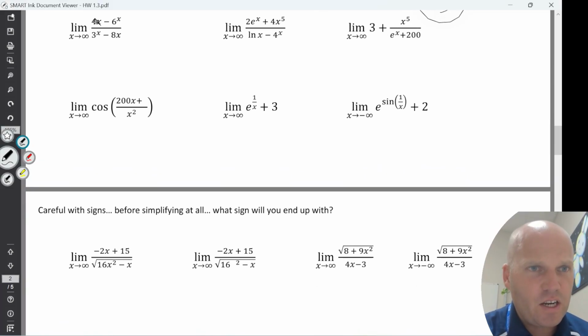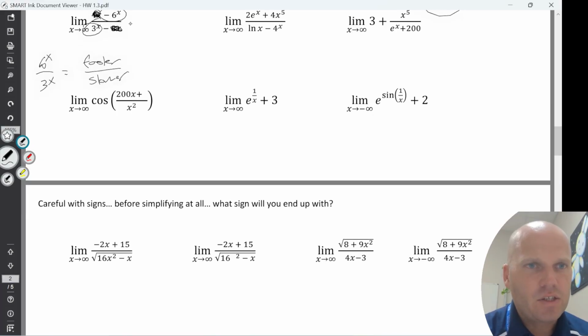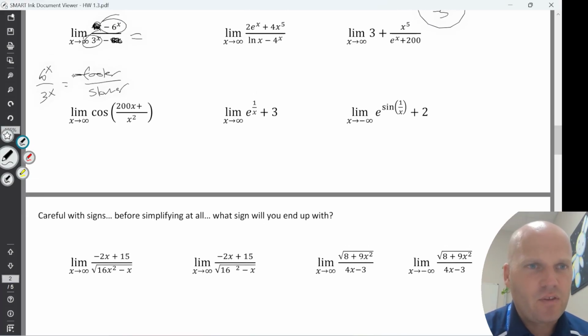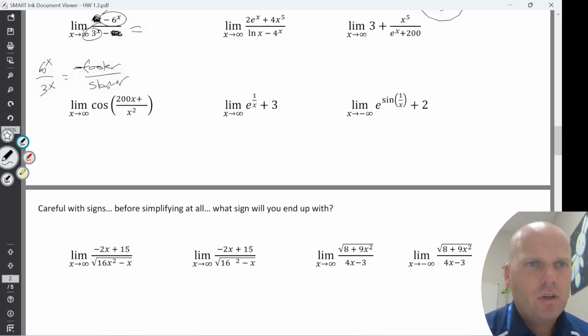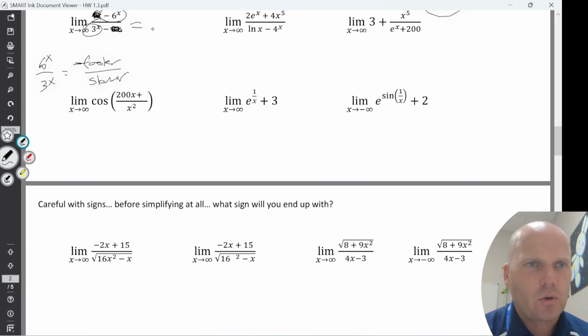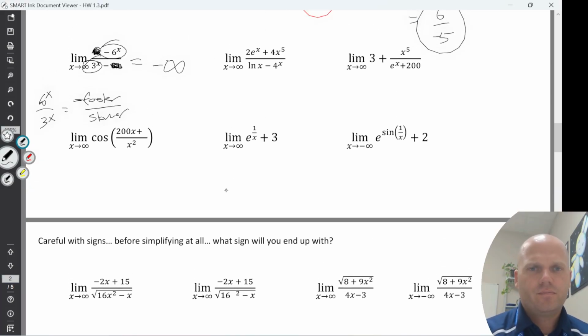If I plugged in infinity, okay, now the exponential functions are very important. Now, this is very important. 6 to the x is faster than 3 to the x. That means we have a negative faster over a positive slower. The negative faster over the positive slower will give us a negative infinity.